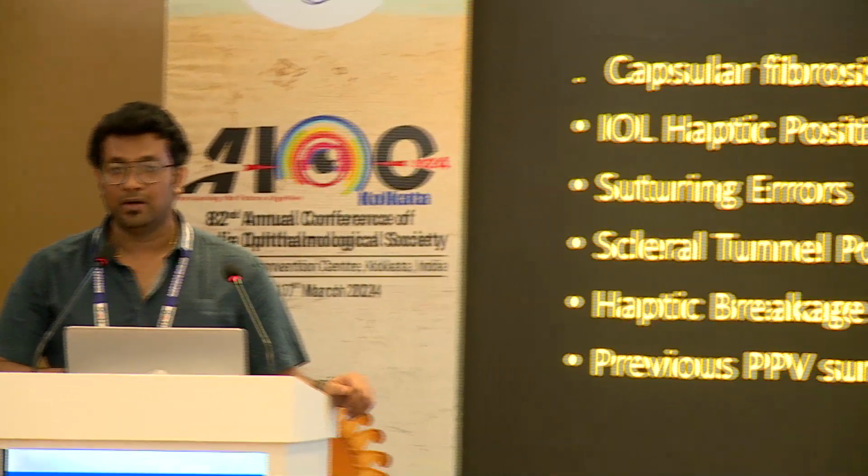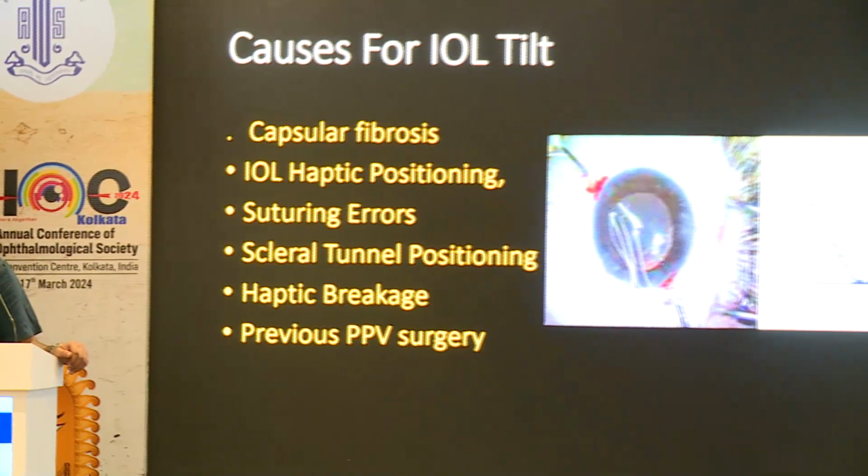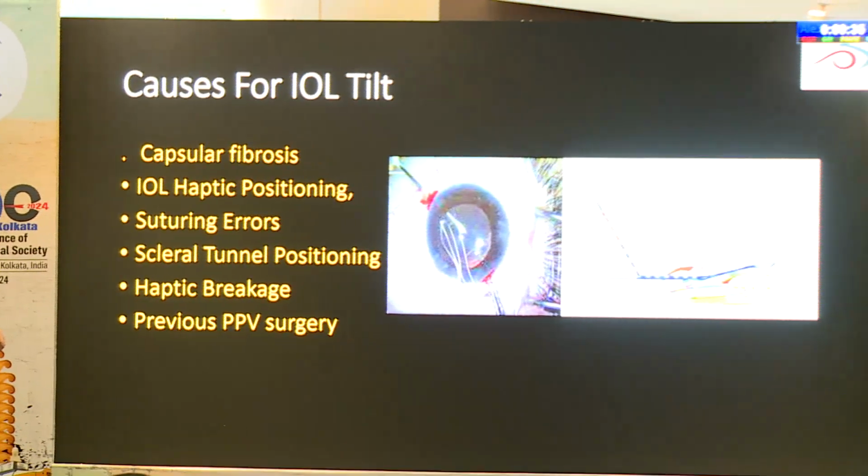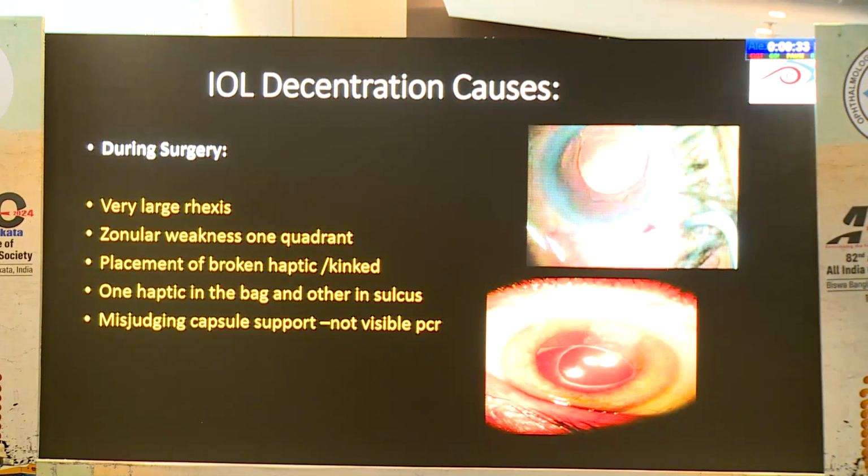So I'll just talk about decentration and IOL tilt, which happens secondary to a complicated cataract surgery. The main causes for IOL tilt are capsular fibrosis, IOL haptic positioning, suturing errors during SFIOL, scleral positioning when you're planning for an SFIOL, haptic breakage, or if the patient has undergone a previous retina surgery.